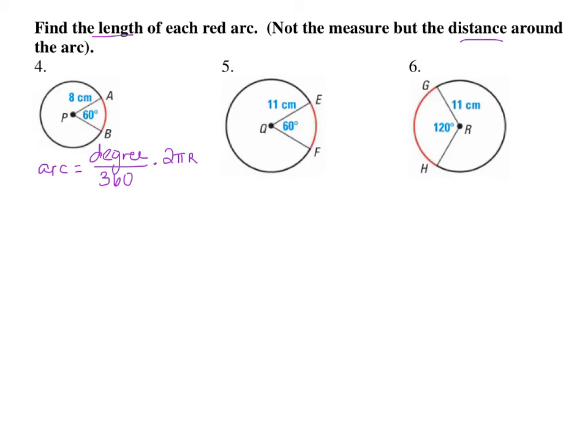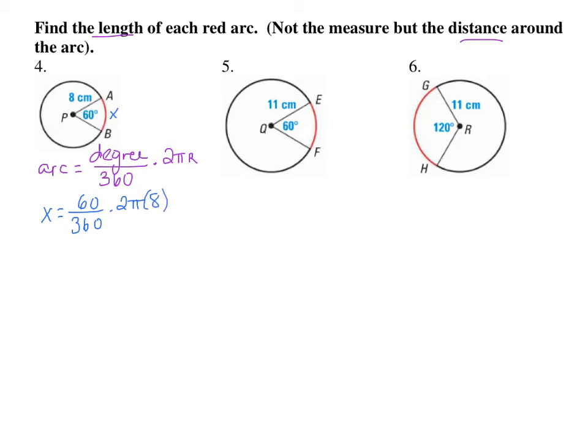So since the arc is the x part I want to find here, I'm going to go x equals the degree of that, the measure of that degree is my 60 degrees out of my 360 times 2 pi, and then my radius is 8.